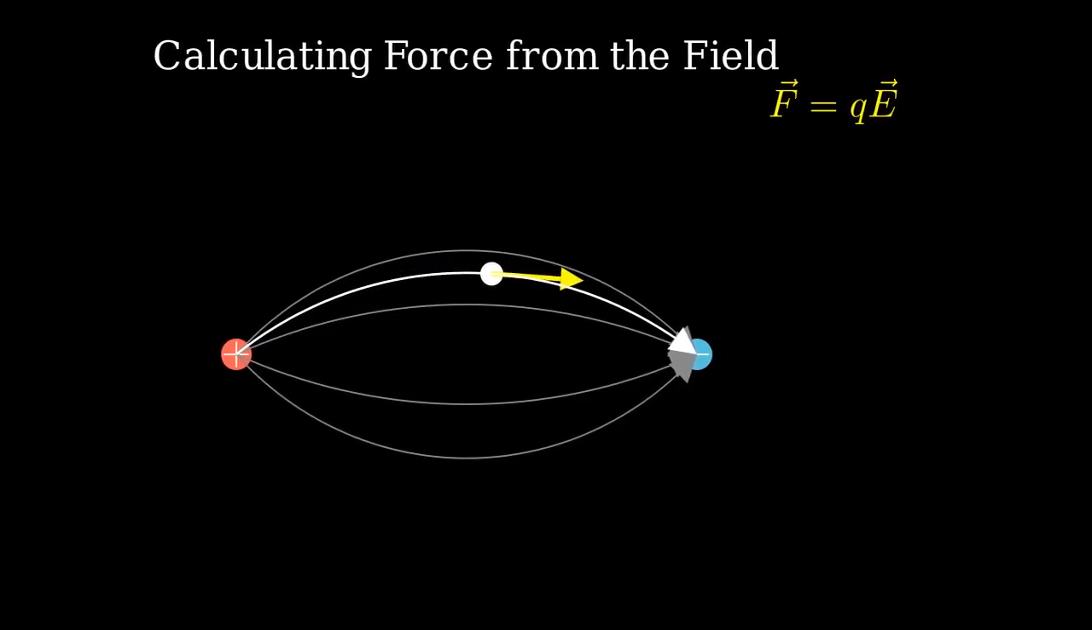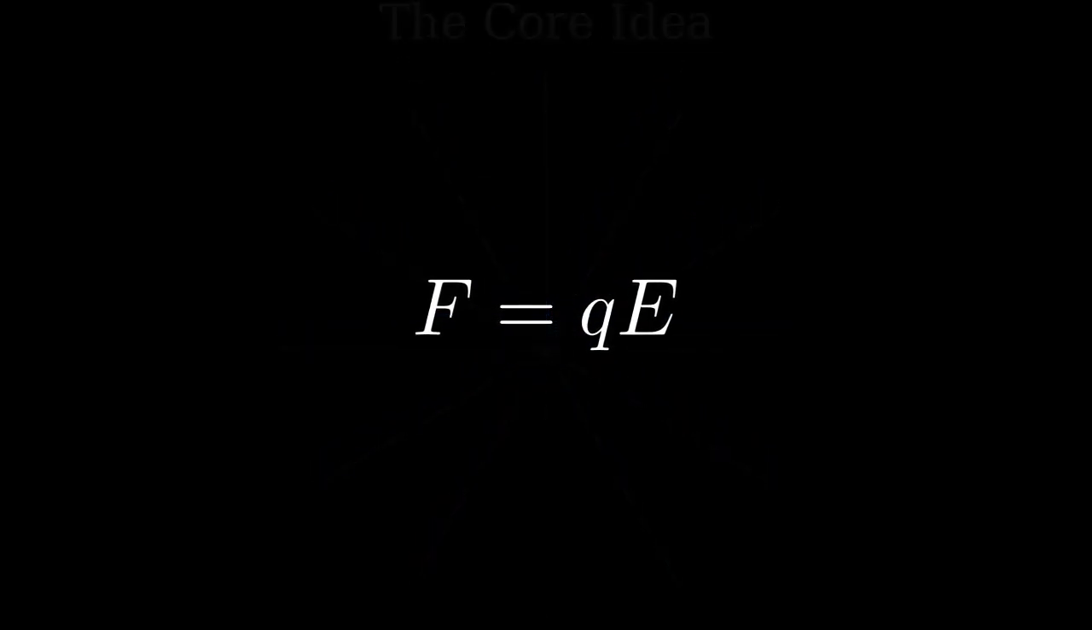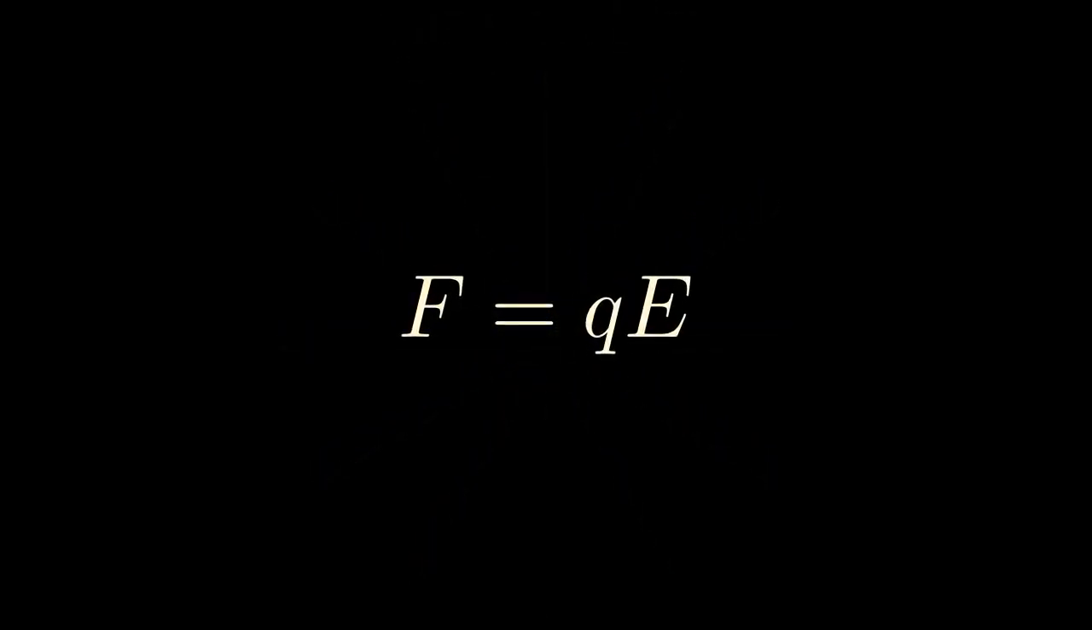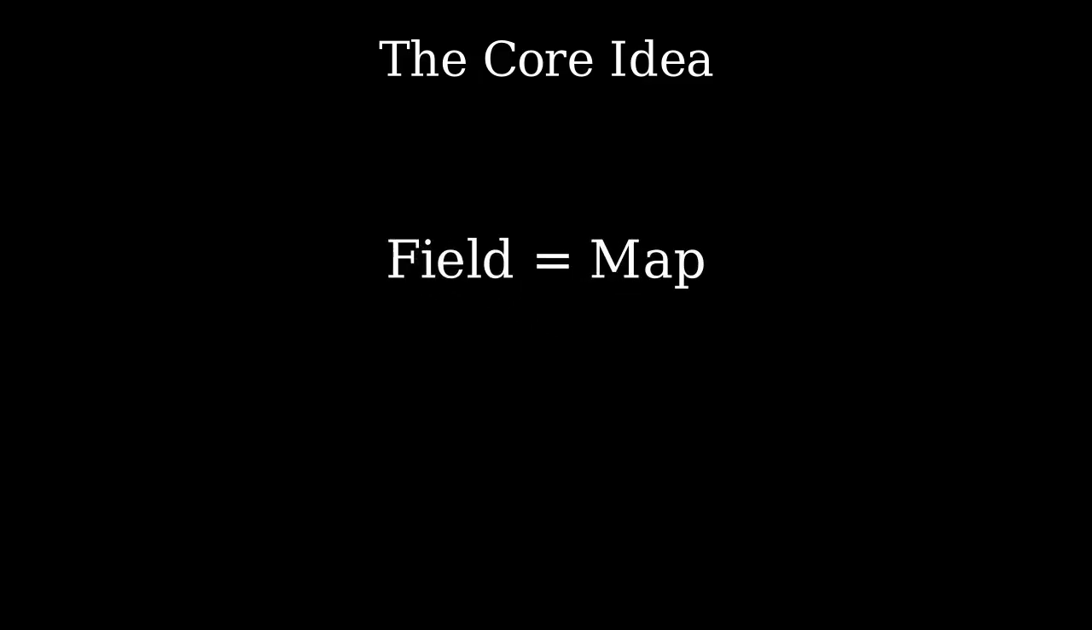Finally, to find the force on a real particle, we just multiply our field vector E by the particle's own charge, Q. But watch out, if that particle has a negative charge, it flips the vector, swimming exactly opposite to the field's flow. The electric field is just a map of potential force waiting to happen. Use the field to describe the space and the force to describe the push.